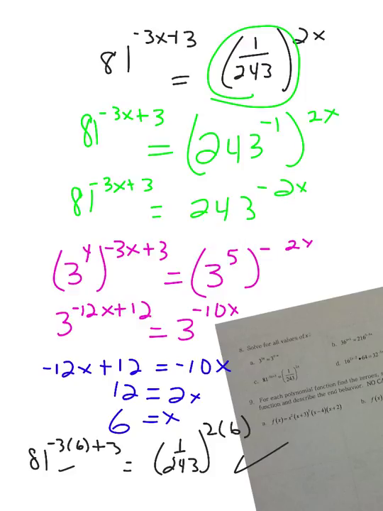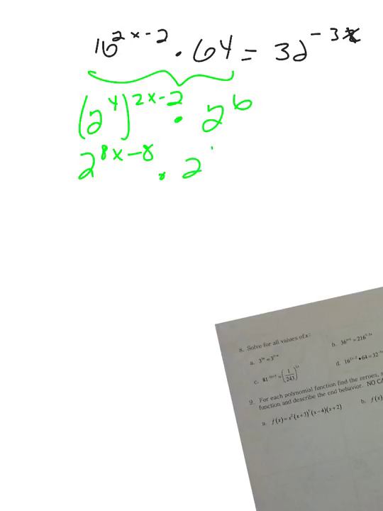Okay, so let's take a look at 8D. All right, so 8D is 16 raised to the 2x minus 2 times 64 equals 32 to the negative 3x. So in order to multiply these, you have to have the same base. So 2 to the 4th is 16, raised to the 2x minus 2. 64 is 2 to the 6th. So this is 2 to the 8x minus 8 times 2 to the 6th.